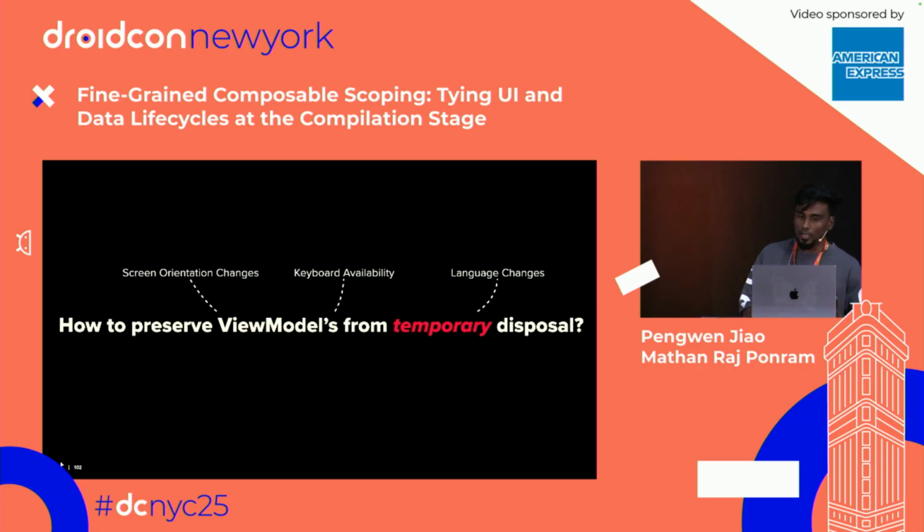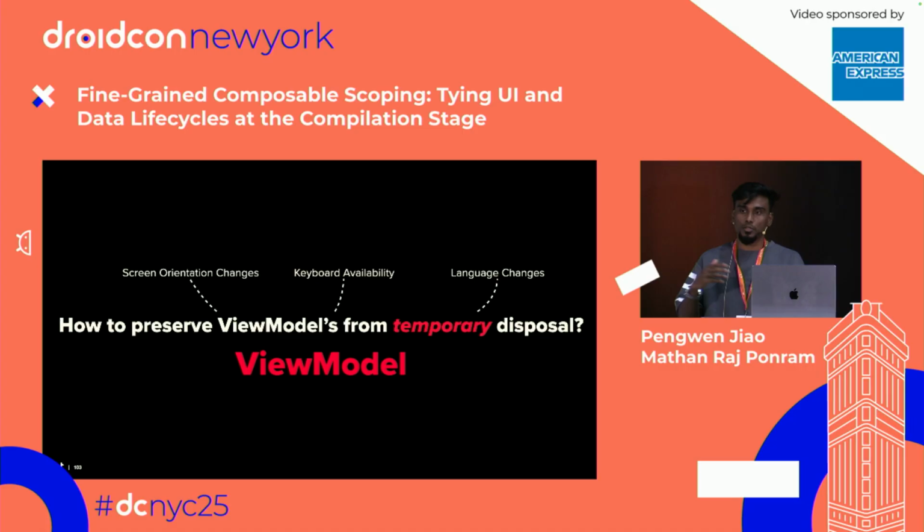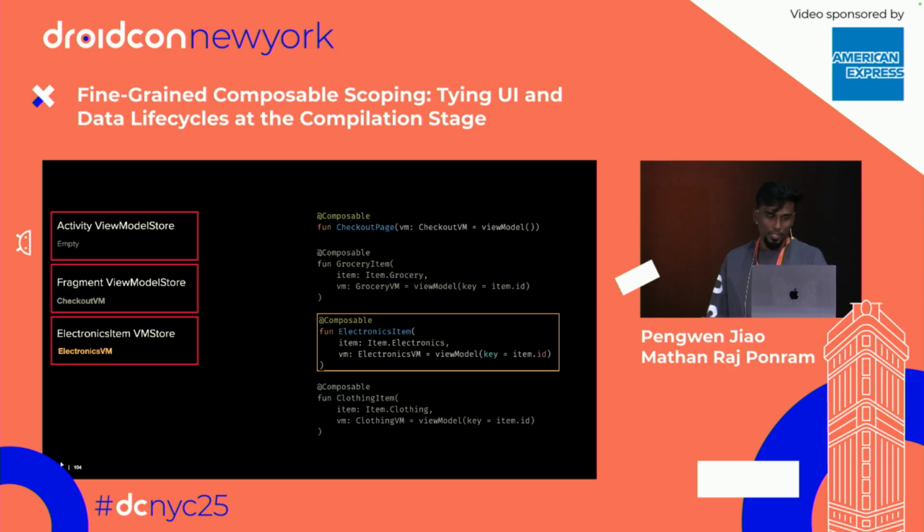We often come into similar situations where a screen orientation change happens, keyboard availability changes, and also language change happens. The configuration change event happens, and the state is destroyed. And we often use view model to solve this behavior, because view model is the one that is going to survive the configuration change outside of the UI's normal life cycle, like destroyed or create or anything, right? So we're going to do the same thing.